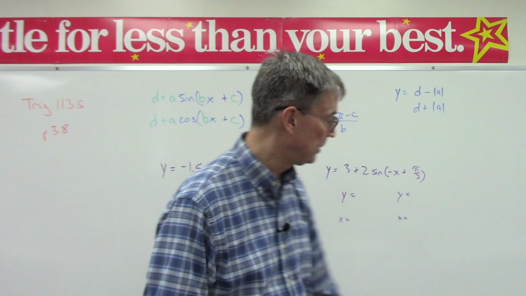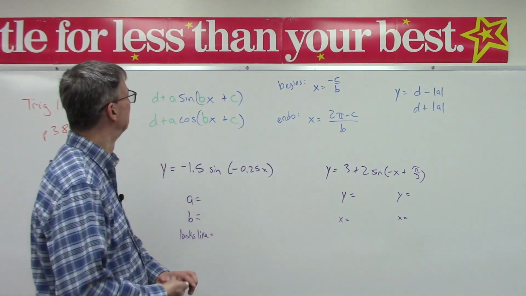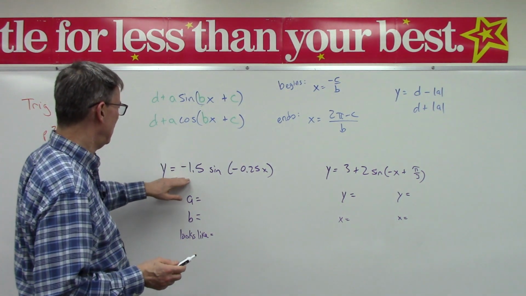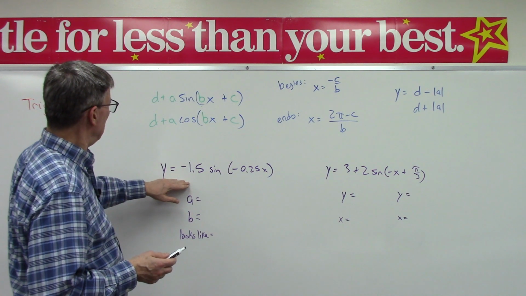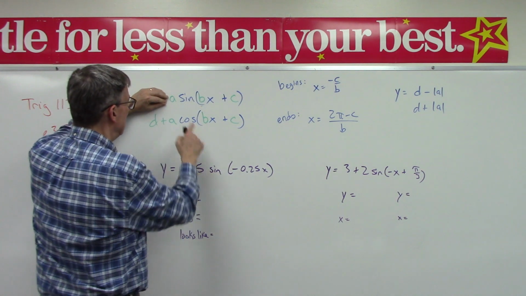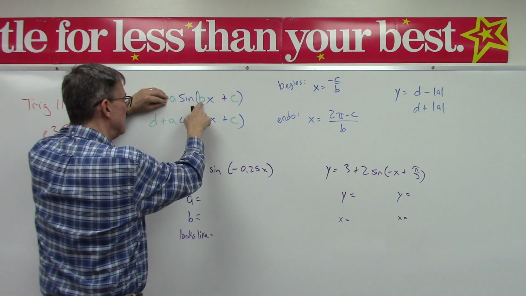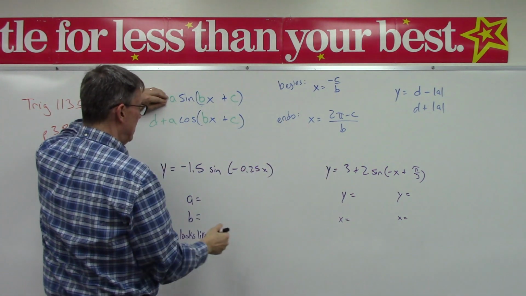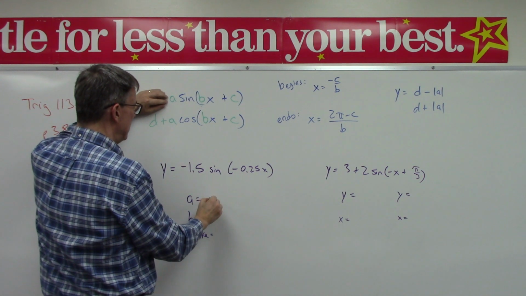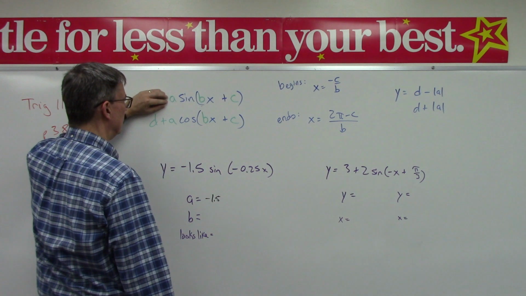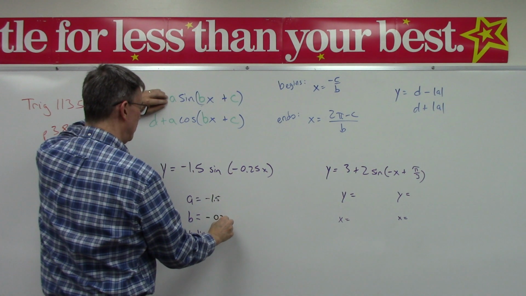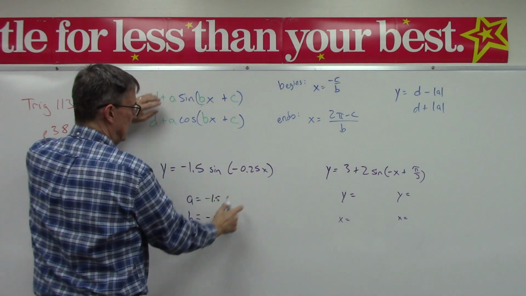So let's look here at this first one, looking at our general pattern. With this equation here, there is no d value, so we just have something times the sine of something times x, and then it's just plus 0. So the c would be 0. We don't need that, the d would be 0. But it looks like a is negative 1.5, okay? And then the b value is negative 0.25. So again, we're just inspecting it to get those two numbers.